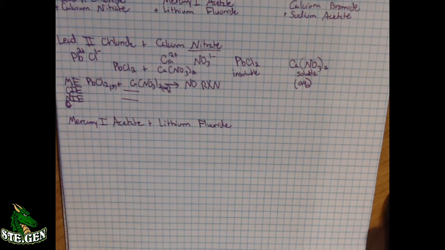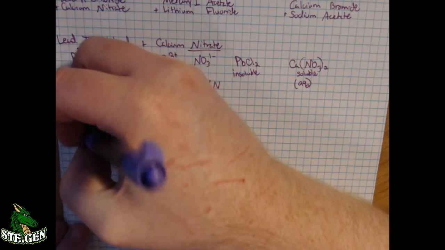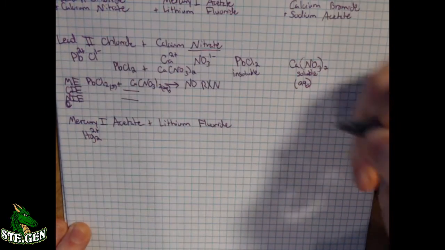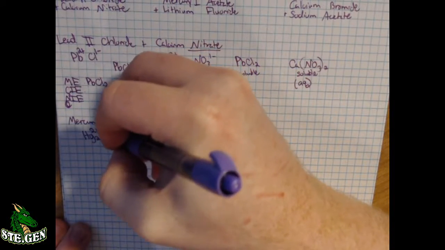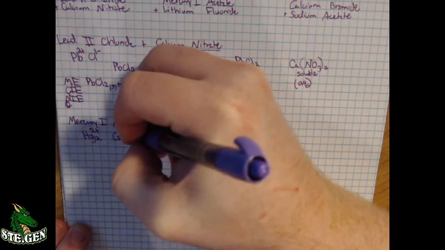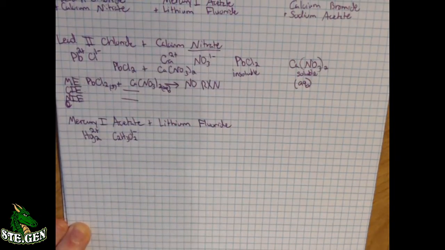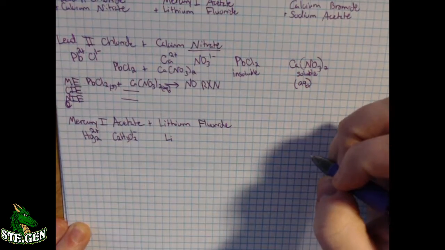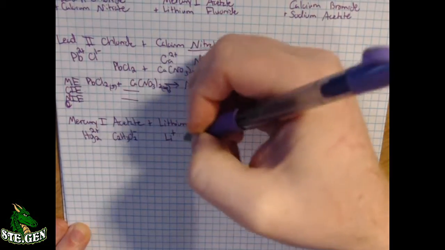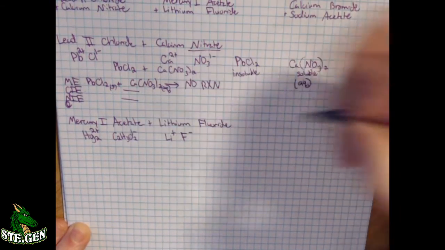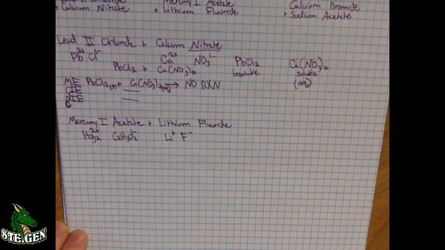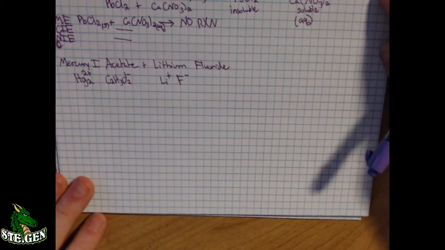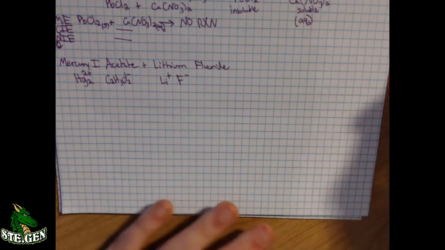You would just think it's just Hg with a +1. But mercury 1 is actually Hg2 with a 2+ charge. And acetate is C2H3O2 with a 1- charge. And then lithium is Li, and it has a 1+ charge, so just a plus, and then fluorine is F, and it has a 1- charge. So if we cross all of our pieces, again, I'm going to scoot over here for convenience sake on being able to see this stuff.